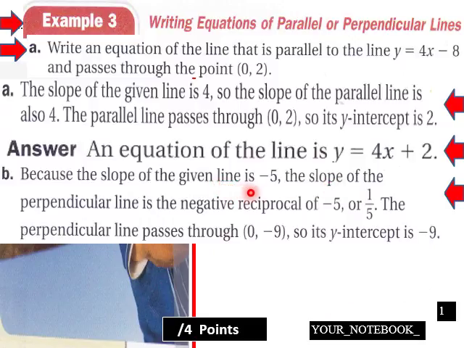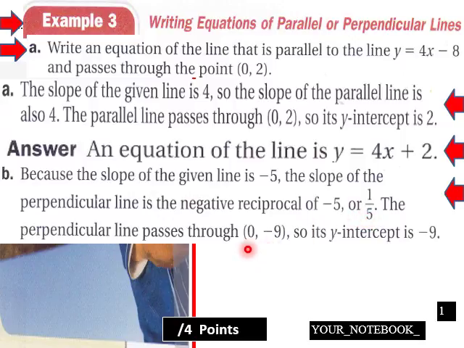Because the slope of the given line is -5, this is a different situation. We're talking about a line that has a slope of -5. The slope of a perpendicular line is the negative reciprocal of the existing line. So this is -5, and the negative reciprocal of -5 would be 1 over 5.